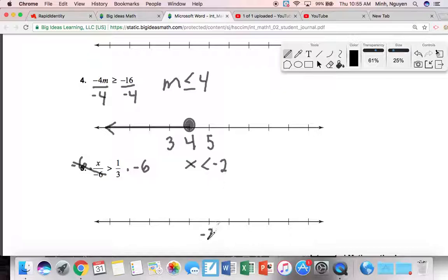Less than negative 2. So what is less than negative 2? Negative 3, negative 4. Those are more negative than they are less. Negative 1 and 0, they are less negative, so they are greater than negative 2. No equal signs, so it's going to be empty, not filled. Less than negative 2 is that away. Bada bing, bada boom. Alrighty.